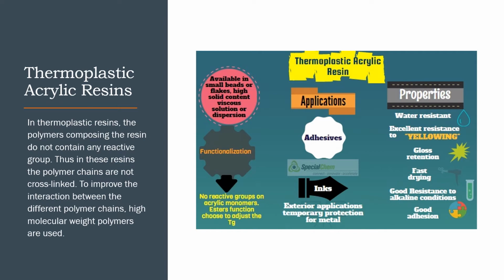And what are the properties these kinds of resins would give you? These are very good resins for water resistance and would give you excellent resistance to yellowing. Now you can use them for exposure as well. They give very good gloss retention properties, and are very good in fast drying. Then good resistance to alkali conditions and adhesion. So these are the basic properties these kinds of resins would give you.